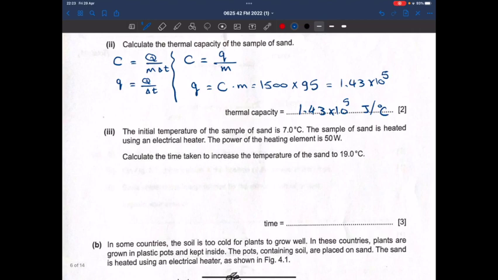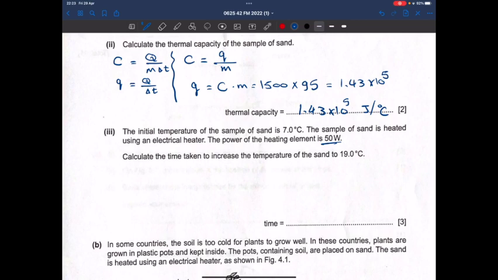Then the other part here, the initial temperature of the sample of sand is 7 degrees Celsius. The sample of sand is heated using an electrical heater. The power of the heating element is just 50 watt. Calculate the time taken to increase the temperature of the sand from 7 to 19 degrees Celsius.